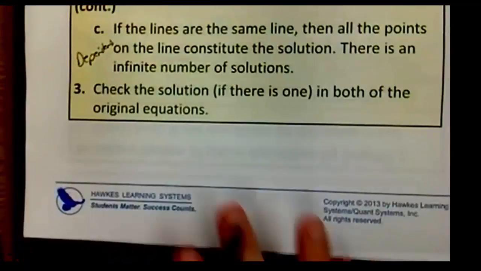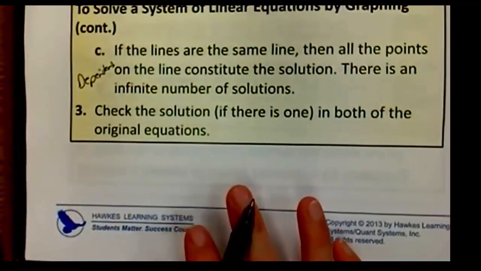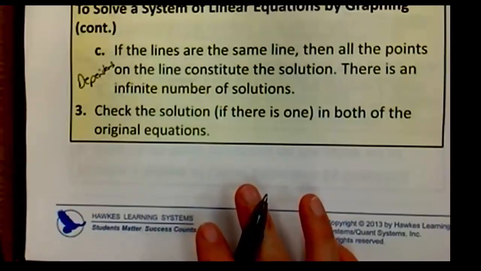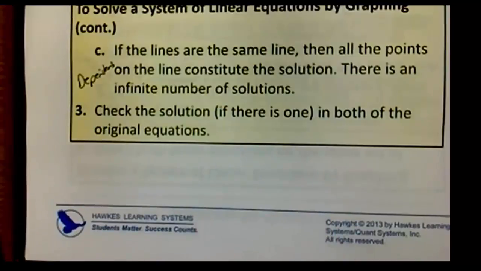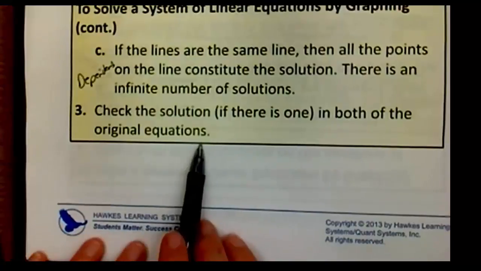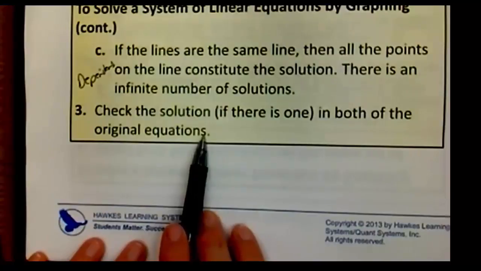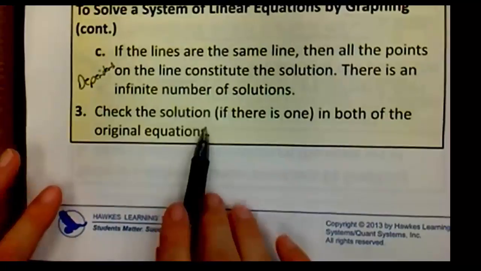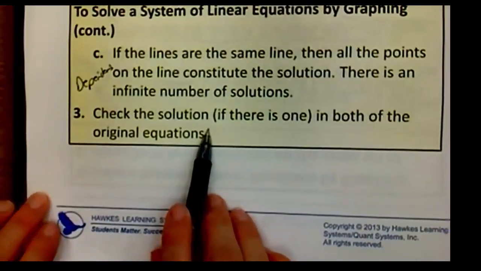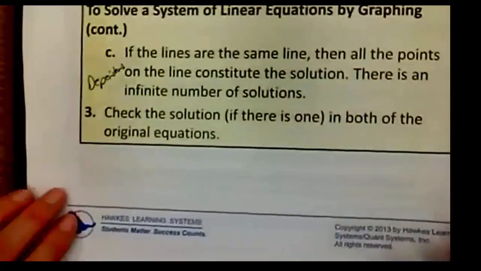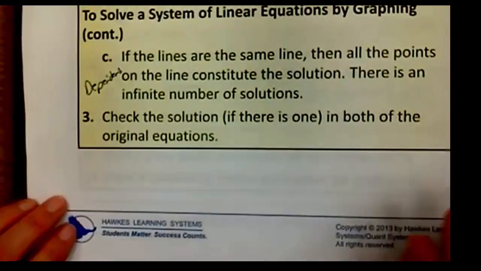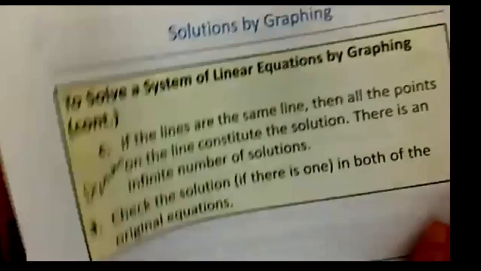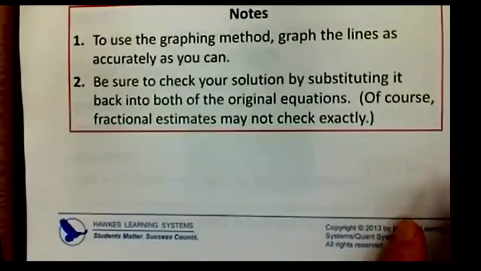So we've got dependent situations with that one, and those end up being the ones that we have that type of classification with. And then it says check the solution in both of the original equations, because you might look at it and think, oh, I've got the intersecting point. I know where they're crossing, but it doesn't really cross at that location. So be careful with those pieces and make sure you double check it so that it does end up working.